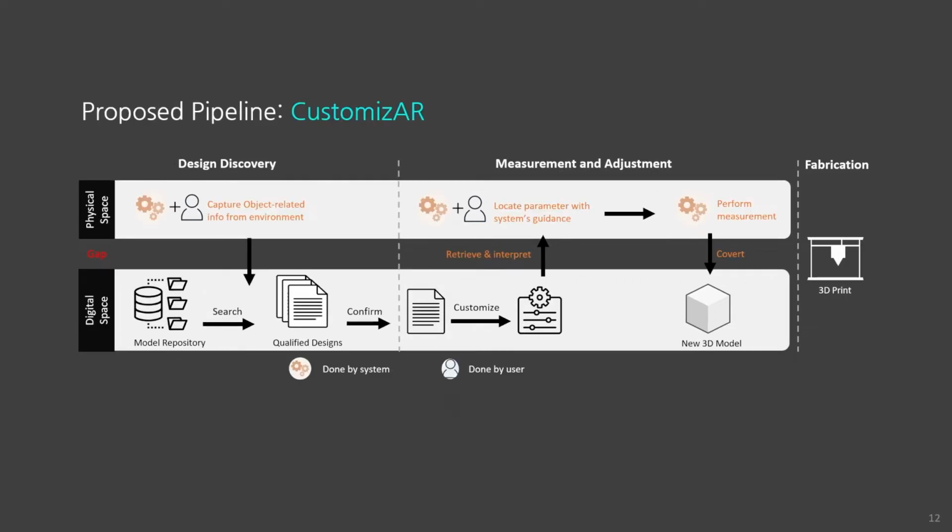In this work, we propose CustomizAR, a pipeline that provides end-to-end support for users to print adaptive designs. The idea is to have the system bridge the gap by directly retrieving necessary information from the user's environment, collaboratively working with users on complex tasks such as measurement, and directly converting values back to the digital space. By doing so, the goal is to reduce the amount of required prior knowledge and human errors in this process.